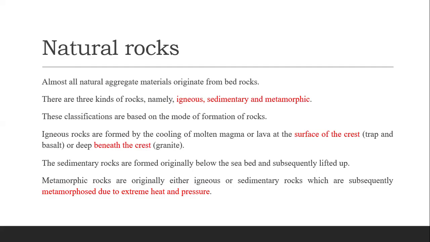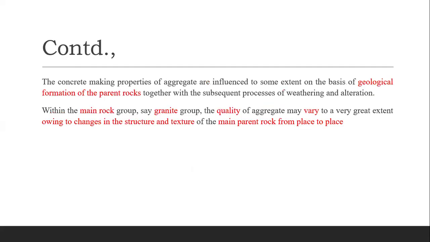And lastly, we call it metamorphic rocks. These are generally formed from the igneous or sedimentary types of rocks. Due to extreme heat and pressure, these types of rocks are formed. And these types of rocks are distributed throughout the Earth's crust based on the geological formation of the parent rocks.